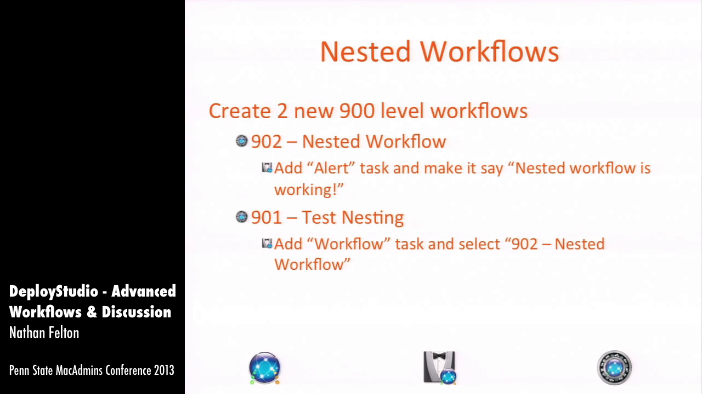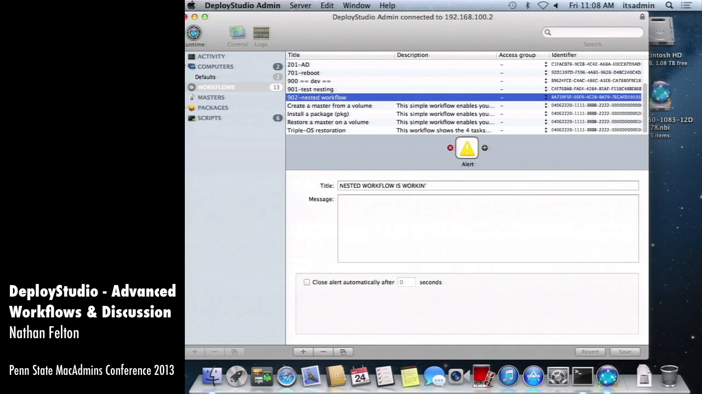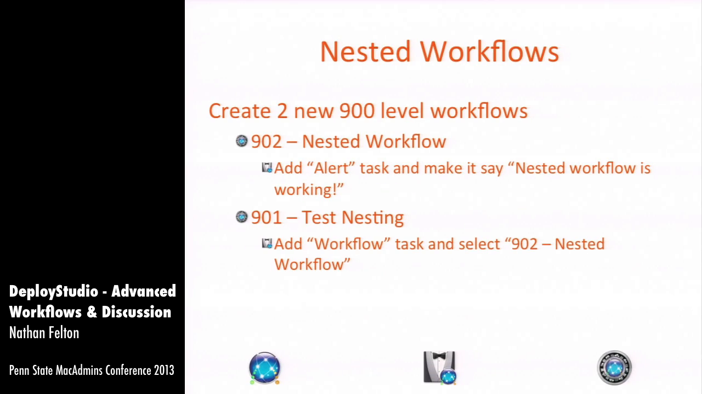So 901 test nesting, 902 nested workflow. Create the nested workflow first, and you can drag a task out of the tasks available to just be an alert. We're just doing some testing. So yeah, I just use an alert and I just say, hey, nested workflow is working.